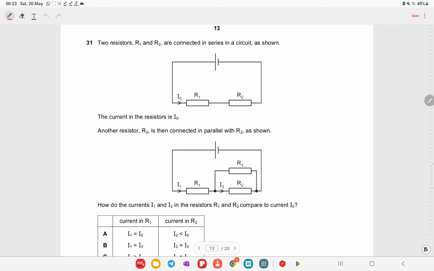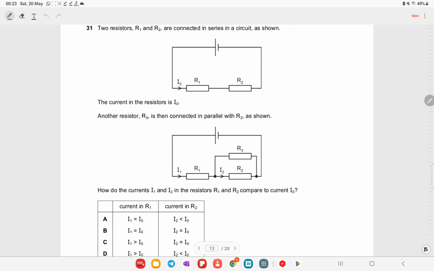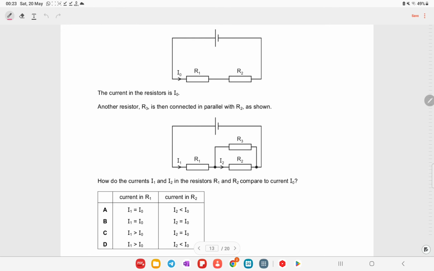So we have to compare the amount of current in both circuits. How are we going to do this? Let's suppose we take some values over here. So this is 4 ohms and this is also 4 ohms. So this is going to be 4 and this is going to be 4.